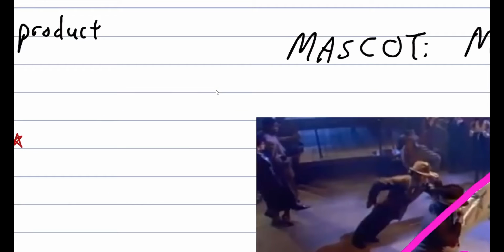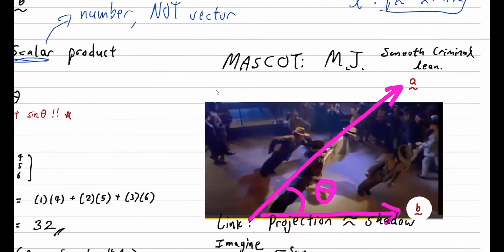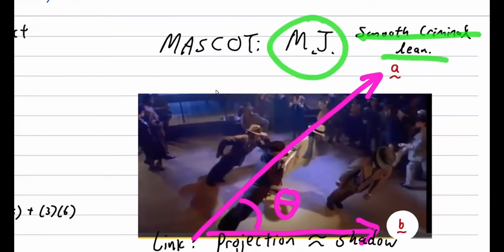Cosine theta. Is it just cosine theta? What? Modulus A times modulus B times cosine theta. Very good. Okay, how to remember this? Think of Michael Jackson doing the Smooth Criminal lean.